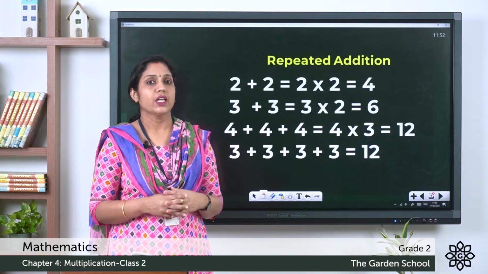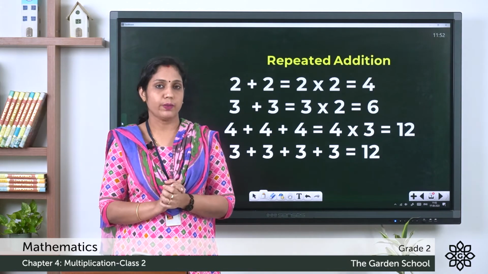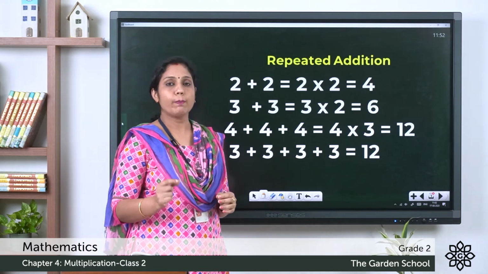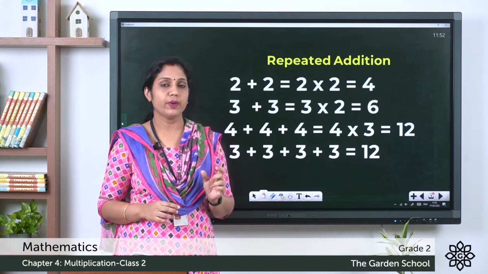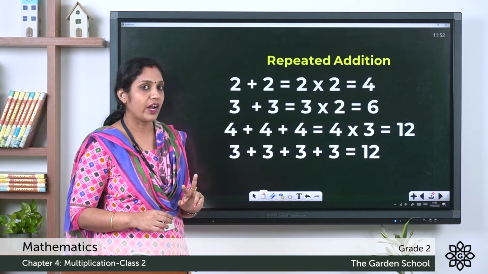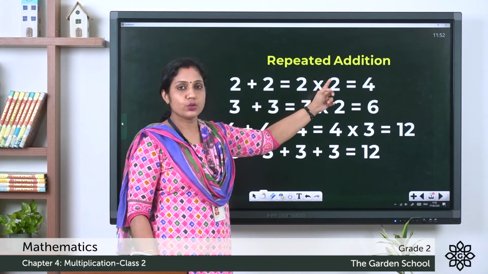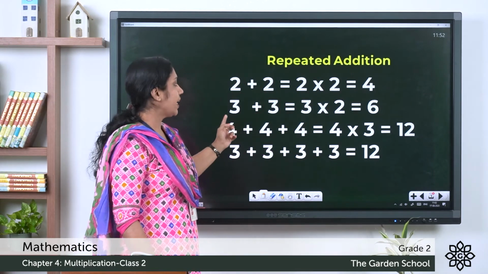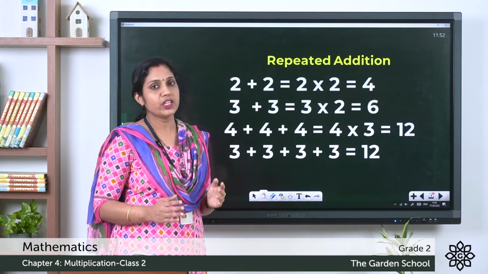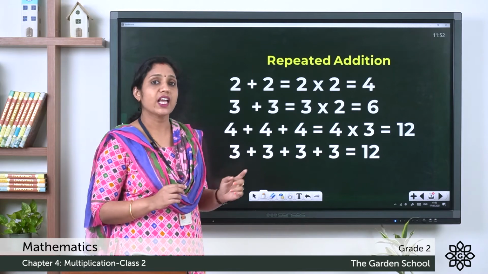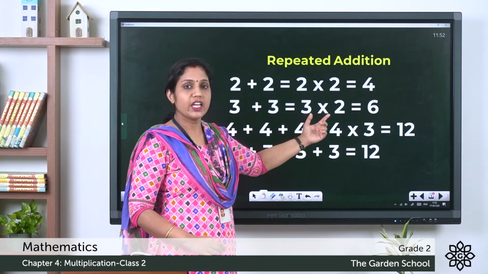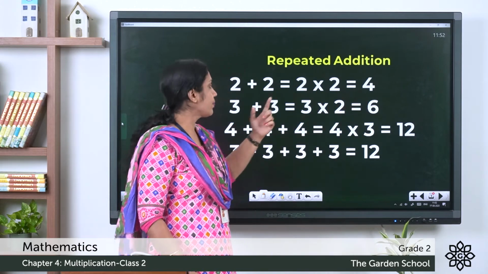Repeated addition. In the last class, we learnt what is repeated addition. So, let's revise again. Here we have 2 plus 2. The number repeating is 2. And how many times it's repeating? 2 times. So, we can write it as 2 into 2 is equal to 4. Next, we have 3 plus 3. Which number is repeating? The number 3 is repeating and it has been repeated here 2 times. So, it can be written as 3 into 2 is equal to 6.